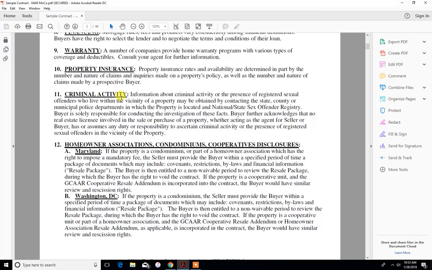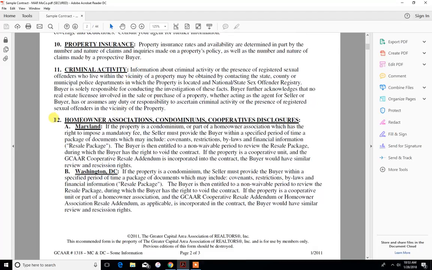Criminal activity: as agents, we are not allowed to tell you good neighborhood, bad neighborhood, safe neighborhood, not safe neighborhood. You have to do the research on your own. There's websites that'll do that. Paragraph 12, HOA condo disclosures. If we buy a home in an HOA or condo association, the sellers have to provide us with the full resale package, which shows all the information relating to these associations. If it's a homeowner association, you have 5 days to review the documents. If it's a condo, we have 7 days to review it. And with both of those, if there's anything in there that you guys don't like, we can walk away from the deal.